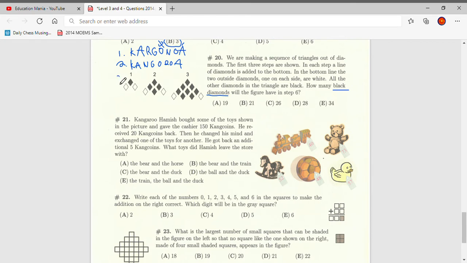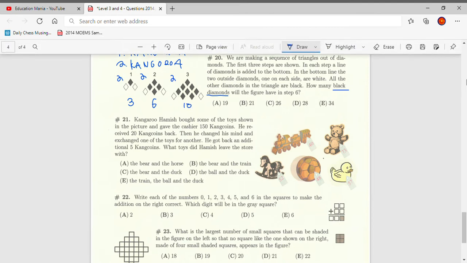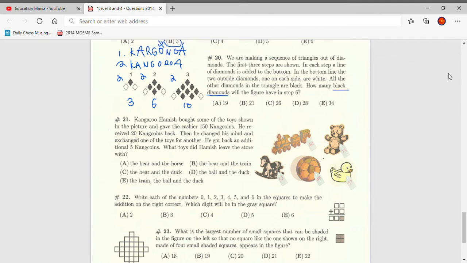So it's always 2 white, 2 white, 2 white. Now let's see how much there are in total. So there's 3, there's 6, and there's 10. So the way we're going to find the number of black is n, which is the number of diamonds, minus 2 equals black. So we have to find out what n will be equal to in step 6.